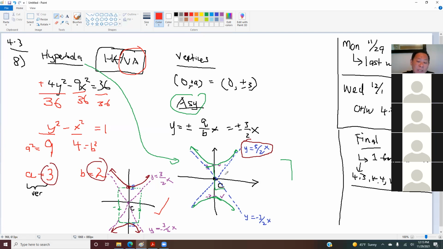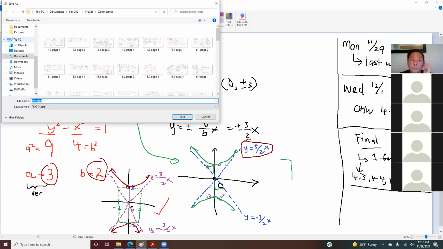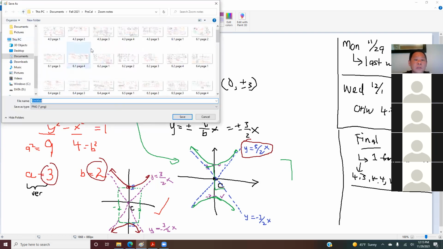Otherwise, if you want to do it this way, then make sure you know how to draw your y equals mx plus b graph. And you're going to do it 2 times, because one is a positive slope and the other one is a negative slope. Okay, so you always have 2 asymptotes in this case. Does anyone have any questions on question 8 here?